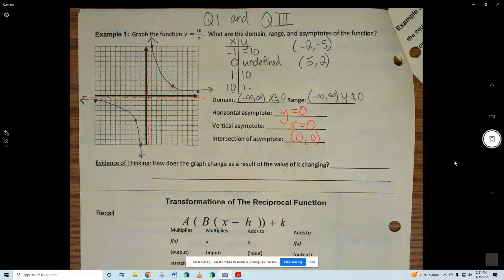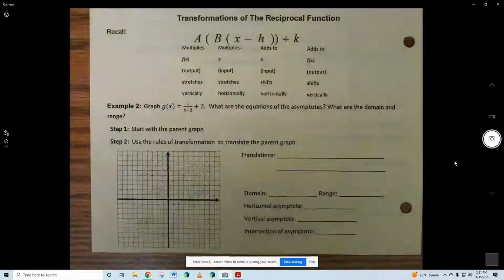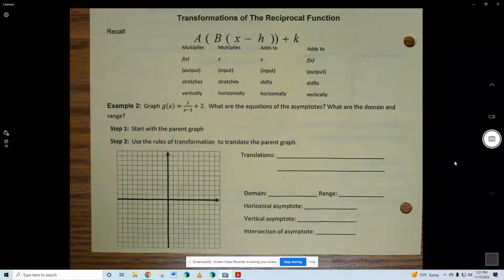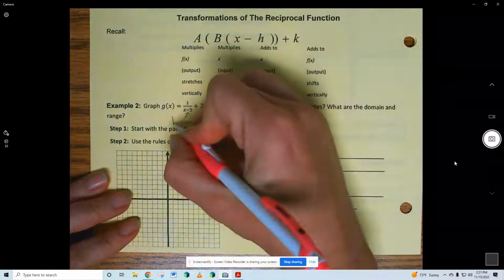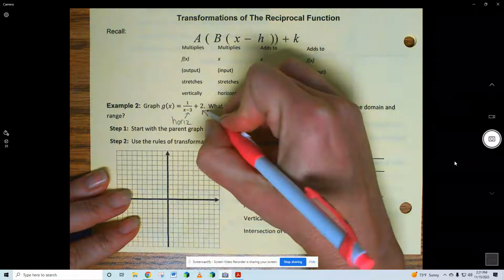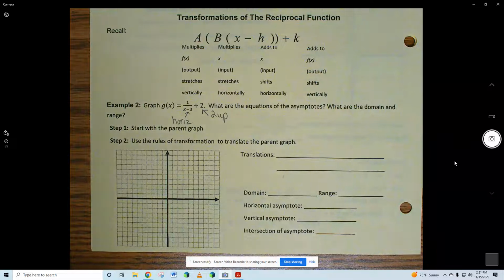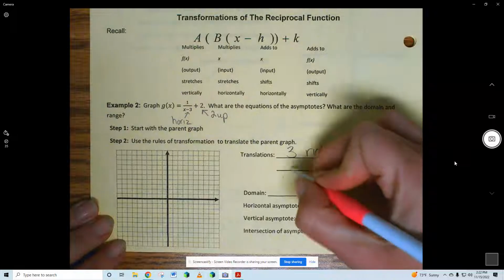Okay. All right. I have to begin to graph a transformation because you guys, we need to practice it. So this 3 is horizontal, 3 to the right. This 2 is 2 up. So just so you know, my translations are going to be 3 to the right and 2 up.